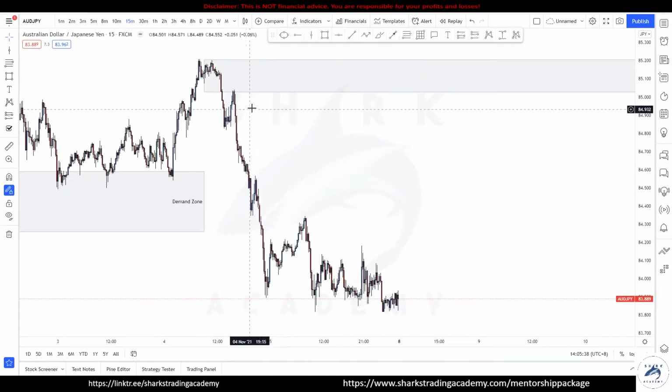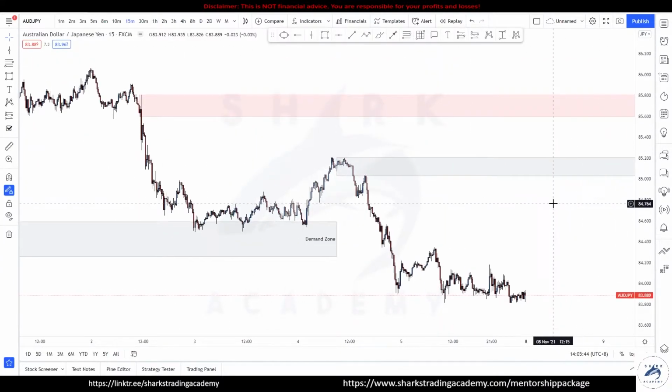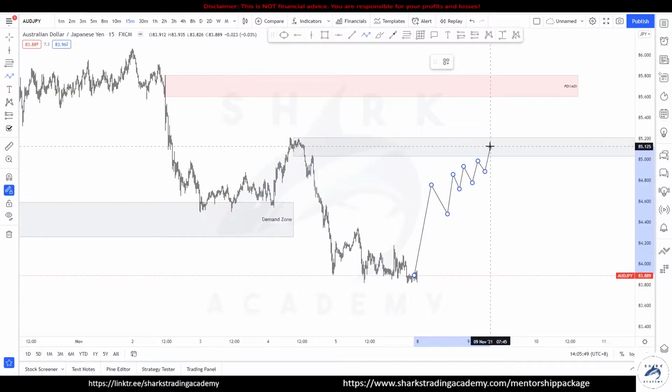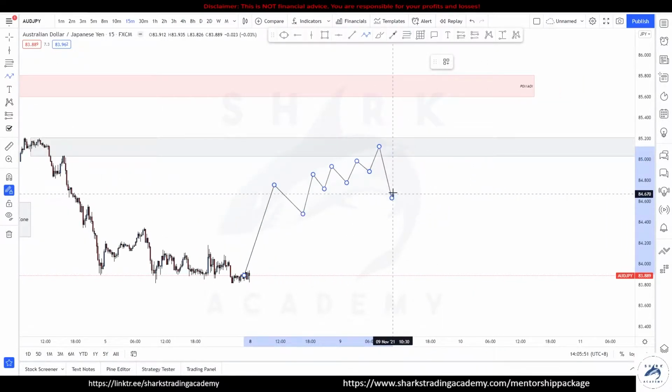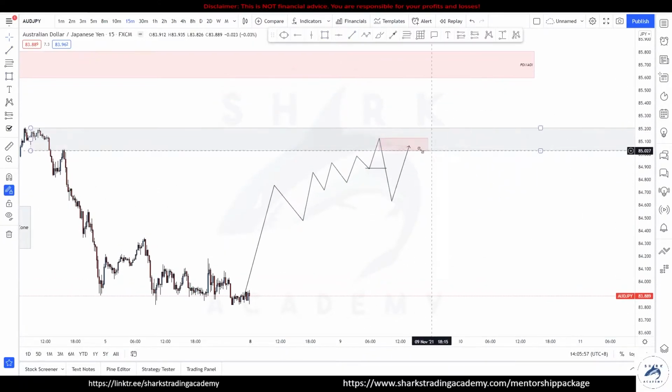And of course, over here on the 15 minutes, we do not have a refined area. We could argue that there's one over here, a really small one. But what I'm looking for would be a 15-minute shift in structure. So once prices comes back into this level, shifts, I'm going to take the trade, right? Like this. Break of structure, supply area. This is how I'm going to take the trade.